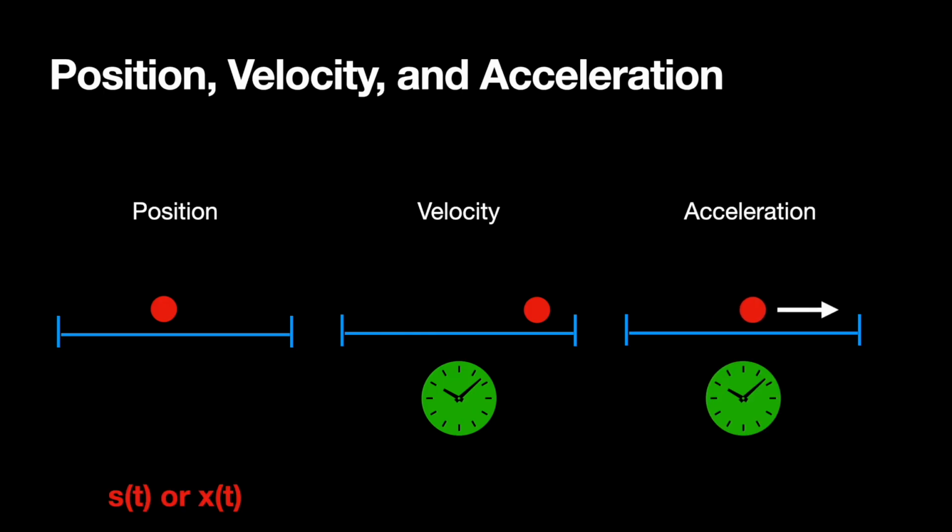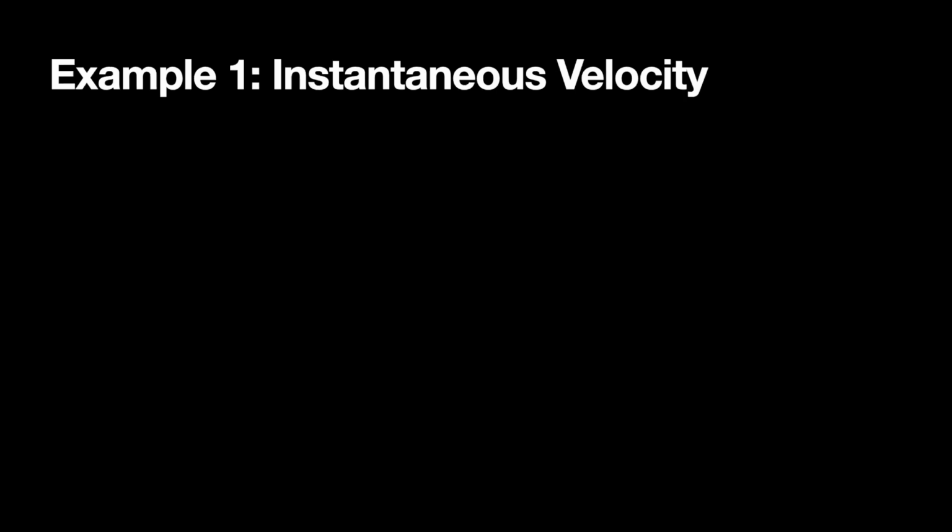Position is represented by s of t or x of t. Velocity is often represented by v of t or x prime of t, as it's the first derivative of position, and acceleration, being the first derivative of velocity and the second derivative of position, is represented by a of t, v prime of t, or x double prime of t.